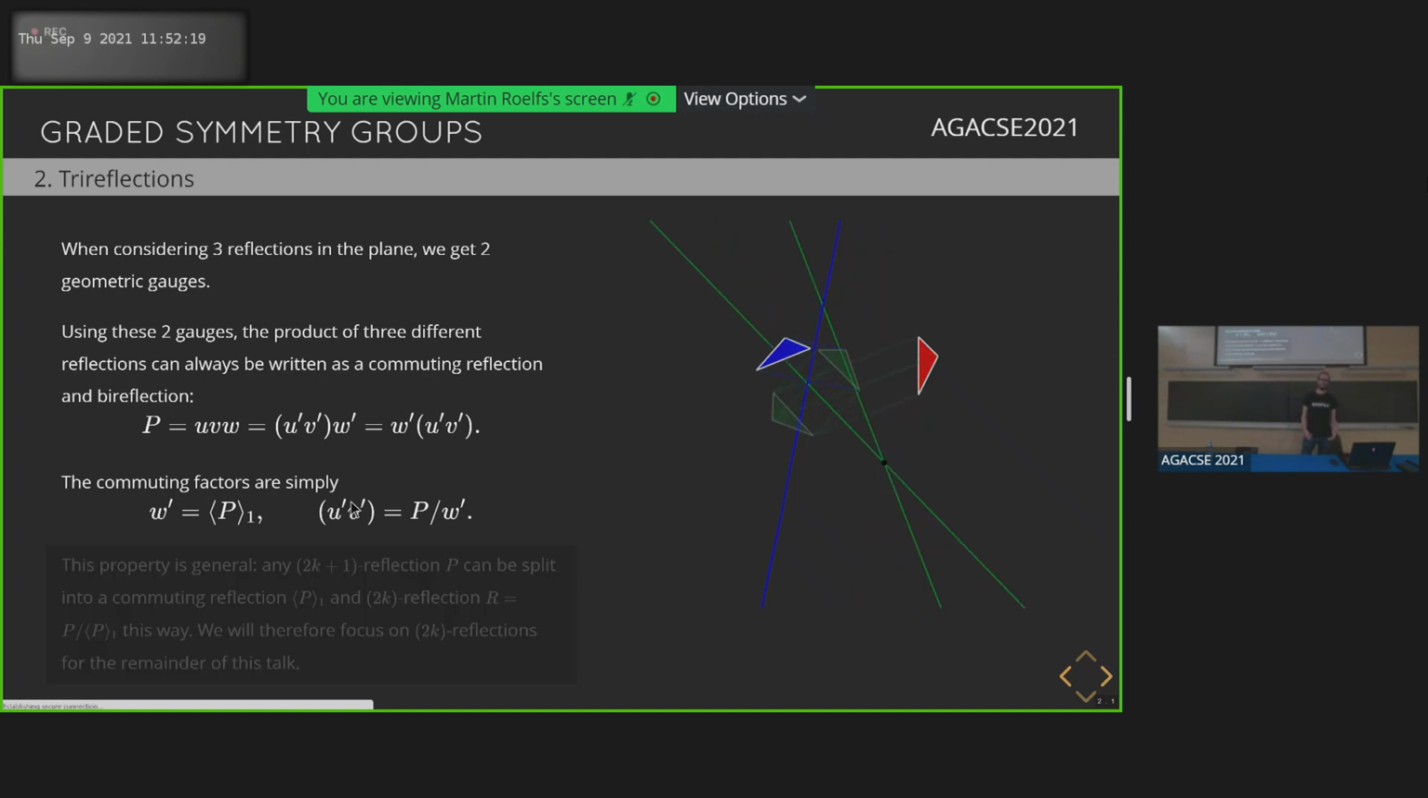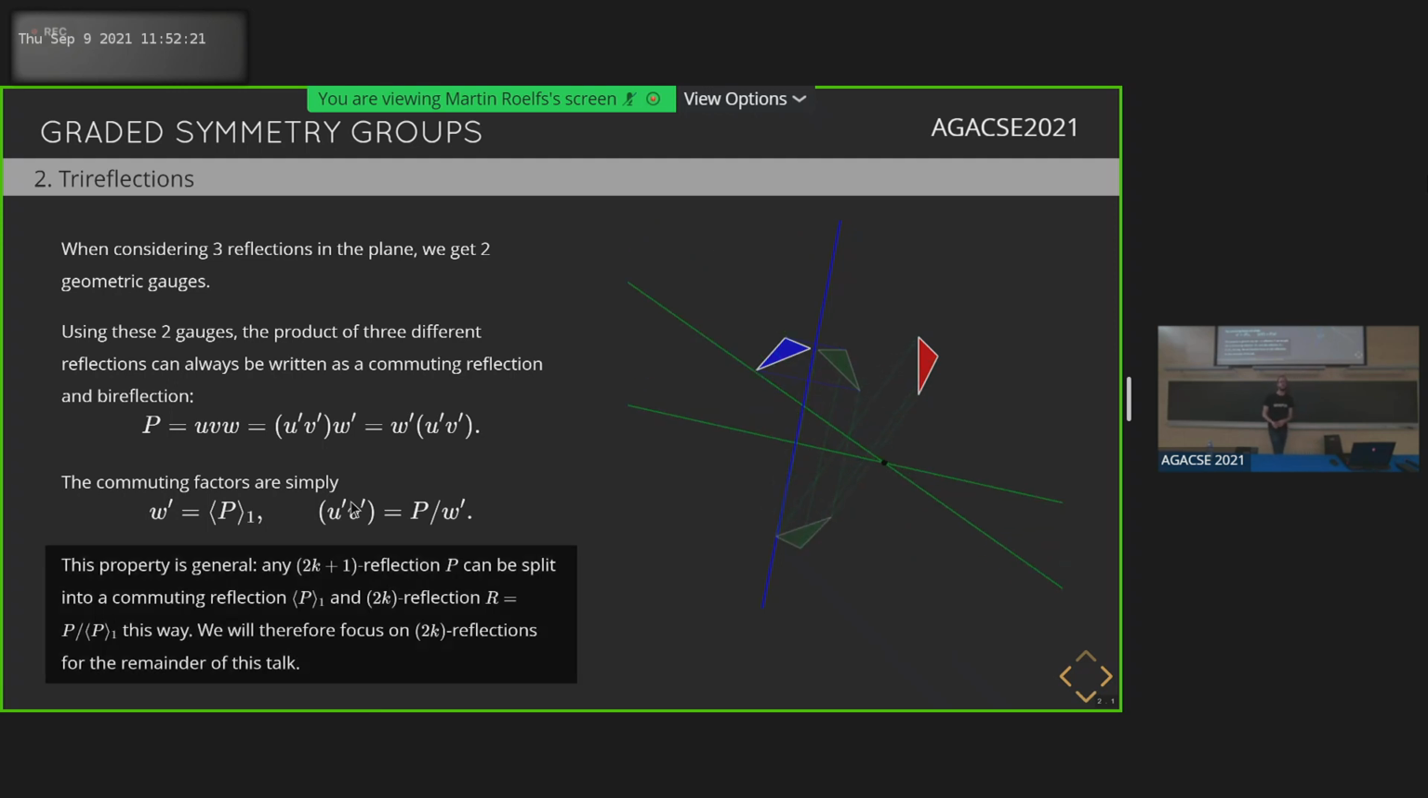And the interesting thing is that that is a general property. Always, if you have an odd number of reflections, you can take the vector part of P. That will give you a reflection which commutes with whatever is left over, and that will be a 2K reflection. So we will just need to focus on the 2K reflections for the remainder of this talk to see what goes on there.